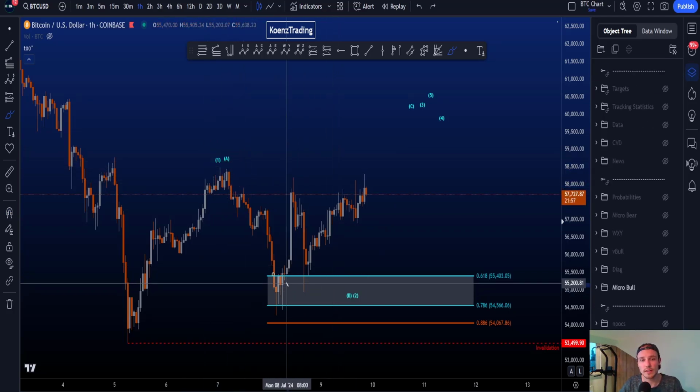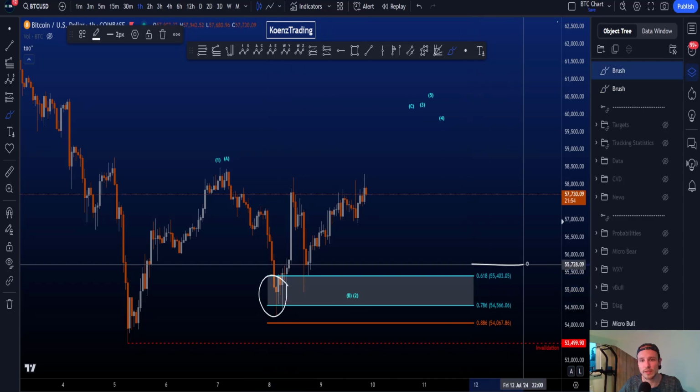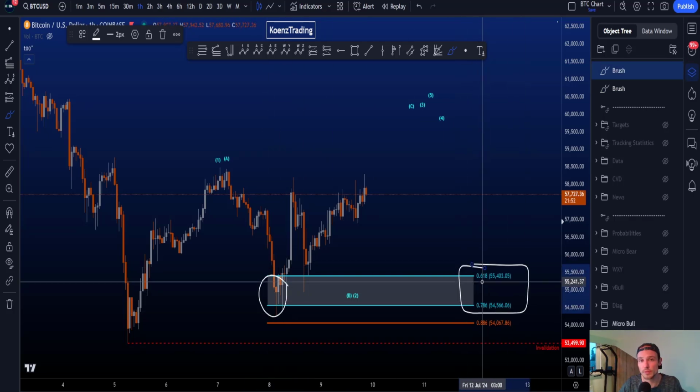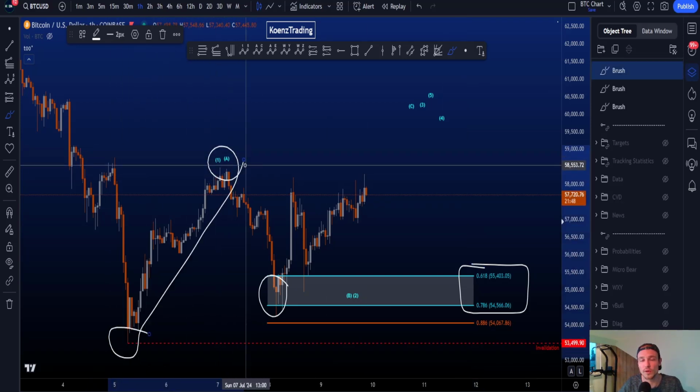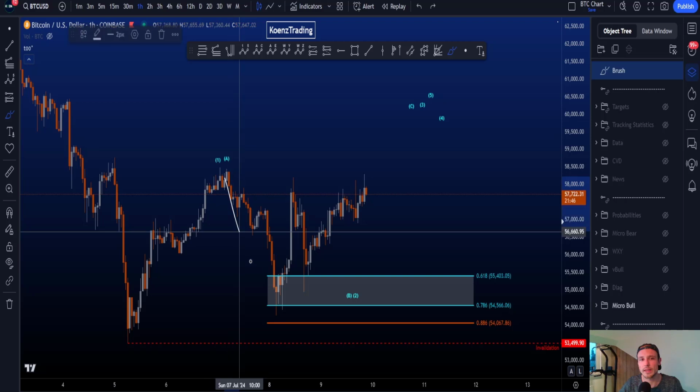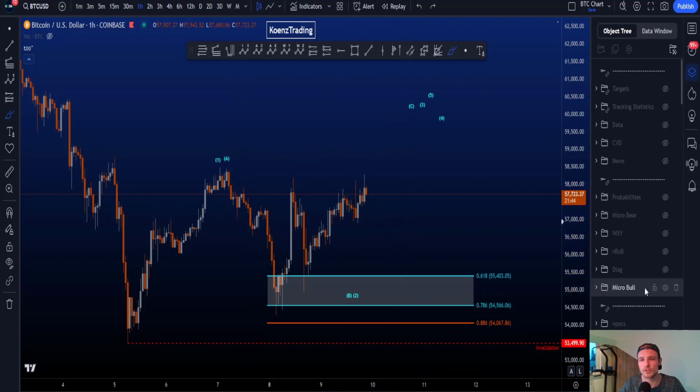We're either looking at a finished wave B or 2, hitting the common target area for a B or 2 between the 0.618-0.786 taken from the low to the high of wave 1 or A, or we're looking at a bigger sideways corrective structure.